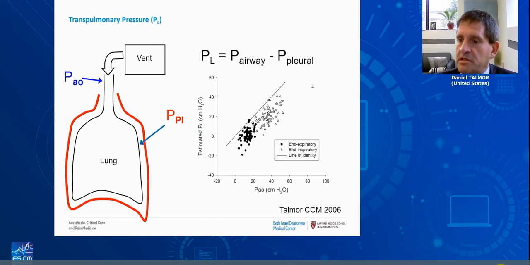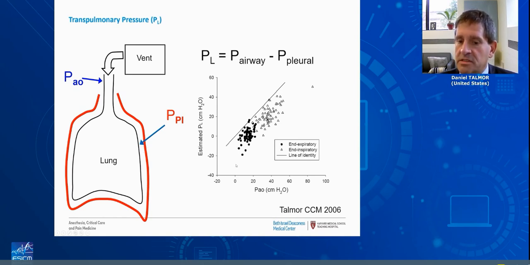And one way to do that is to think in terms of the transpulmonary pressure. All of us grew up and are used to measuring pressures at the ventilator, the airway pressure. But the airway pressure is not the pressure that actually distends the lung. It's the transpulmonary pressure. That is the pressure that we really should care about. And transpulmonary pressure is the airway pressure minus the pressure of the chest wall pushing down on the lung.